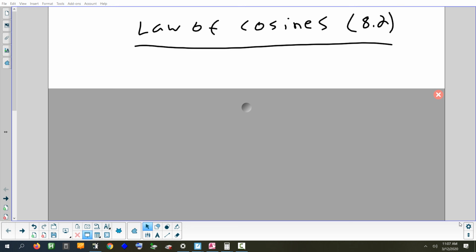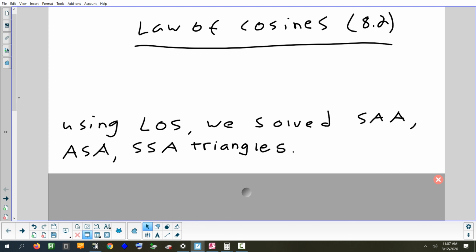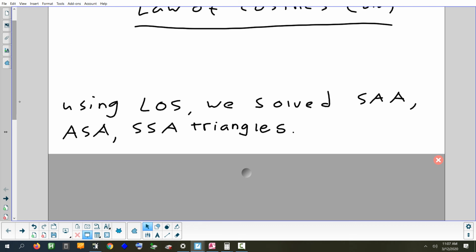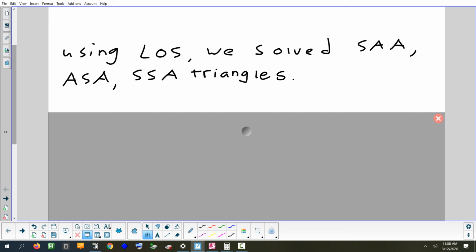Okay, so the last thing we're going to look at for solving triangles this week is the law of cosines. Remember the three types of triangles that you can use law of sines for: side angle angle, angle angle side, and angle side side. There's two other types we haven't studied yet. That's SAS and SSS. And we haven't looked at them because the law of sines doesn't work. That's where the law of cosines is going to come in.